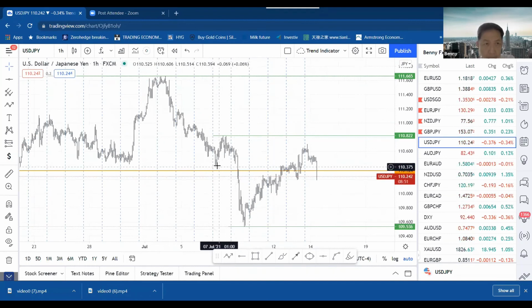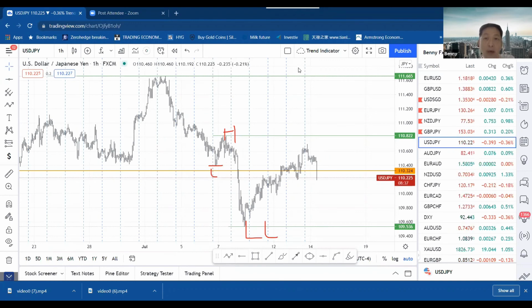Now, in 1 hour, we see the price make a high, then the price make a low, lower than this low. Okay, and now price is trading in a range. In a smaller time frame, like 1 hour, it is in an uptrend. Okay, but this uptrend again is going to be taken out by this. Once this low is being taken out, it becomes a downtrend.